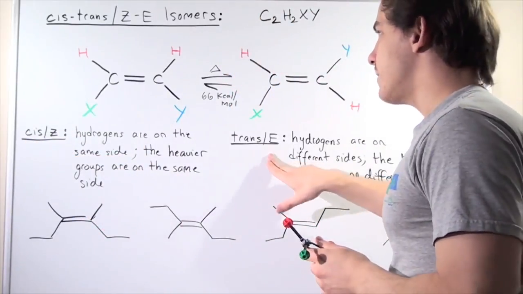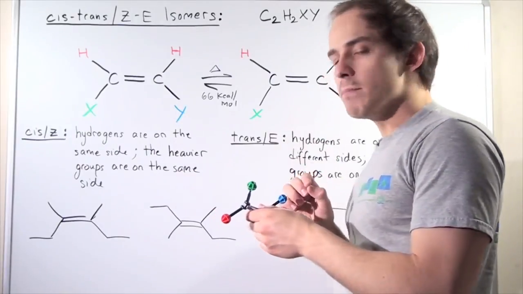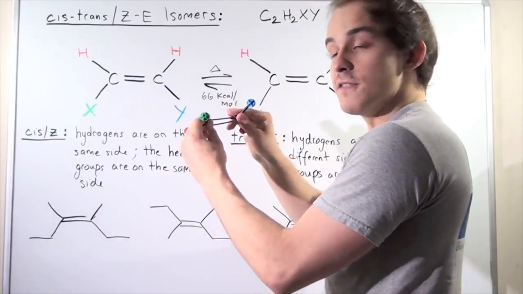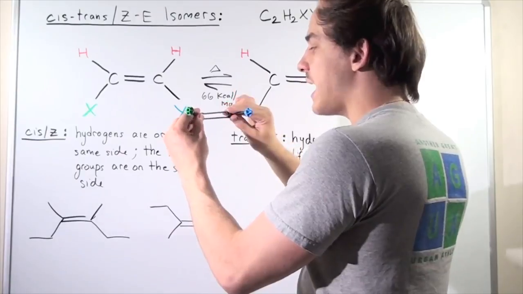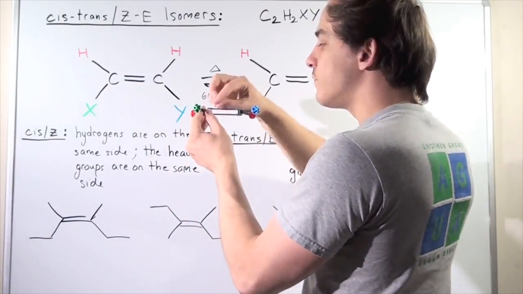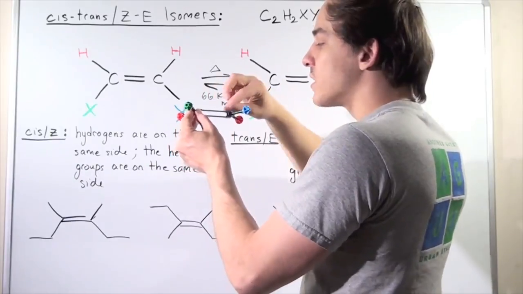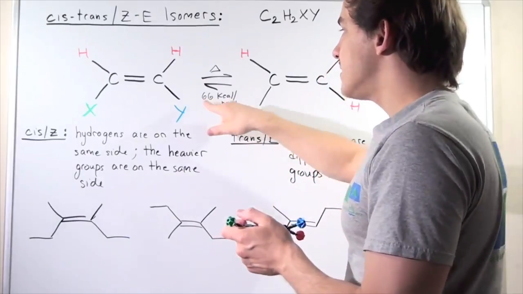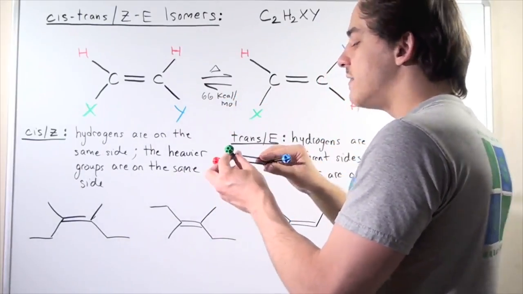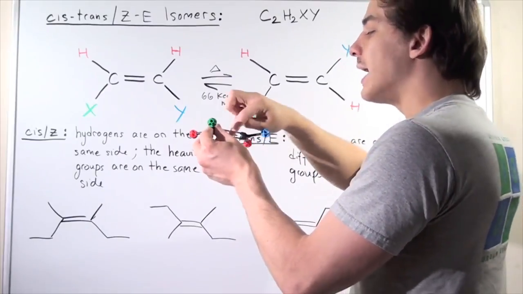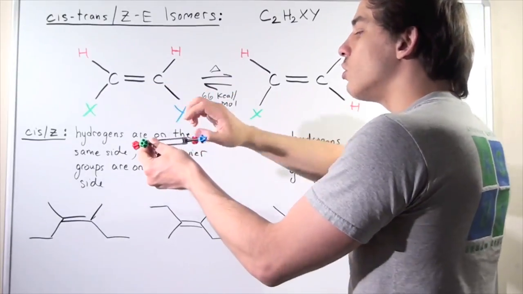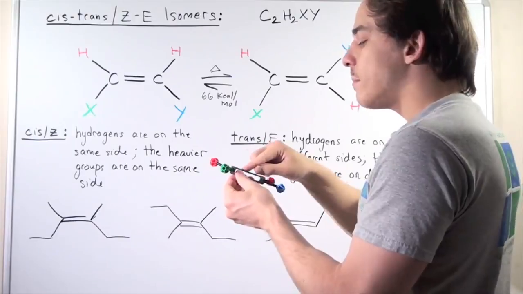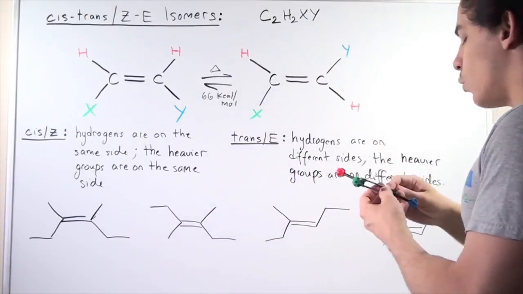What about trans or E? Well, let's recall another important detail about alkenes. Alkenes have double bonds, and that means we can't rotate this molecule. The only way we rotate this lower bond is if we break the pi bond, and the only way we break the pi bond is if we input energy. So let's say we input exactly 66 kilocalories per mole of energy, then we'll break the pi bond, and the lower CC bond will rotate. Then let's suppose it rotates, we take away the energy, and our pi bond reforms. We will get the following molecule.